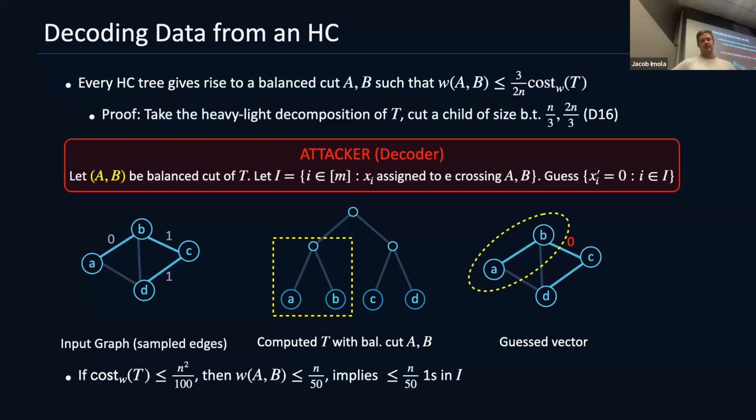So if the cost of the tree is, let's say, n squared over 100, which you would get if your additive error is less than n squared over 100, then by this lemma, the weight of the edges that cross from A to B is less than n over 50. So it means that in the reconstructed set I, there's at most n over 50 ones.